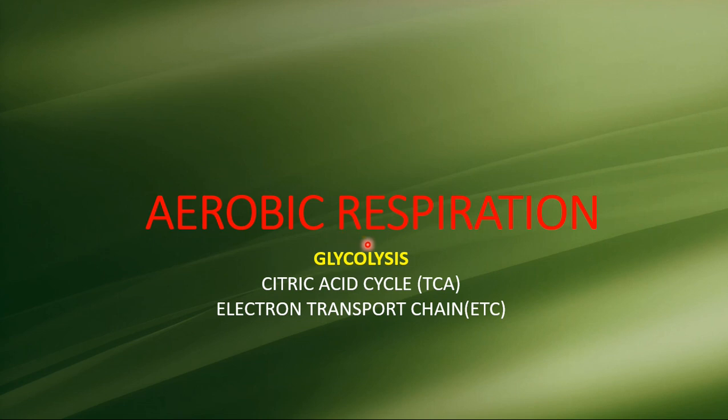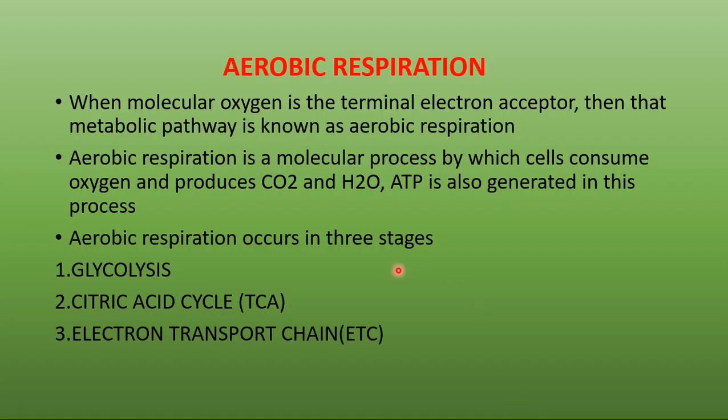In this part we are going to discuss aerobic respiration, which occurs in three stages: glycolysis, citric acid cycle, and electron transport chain. So let's see what aerobic respiration is. When molecular oxygen is the terminal electron acceptor, that means oxygen acts as the terminal electron acceptor, then that metabolic pathway is known as aerobic respiration.